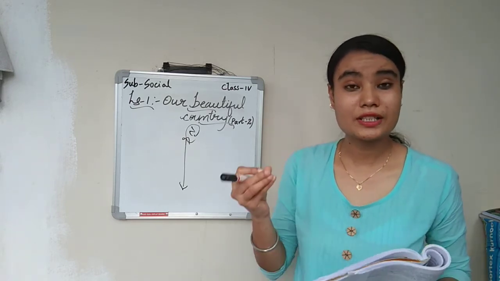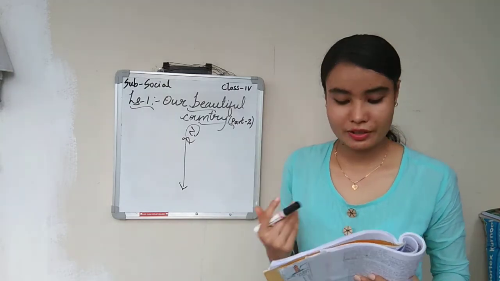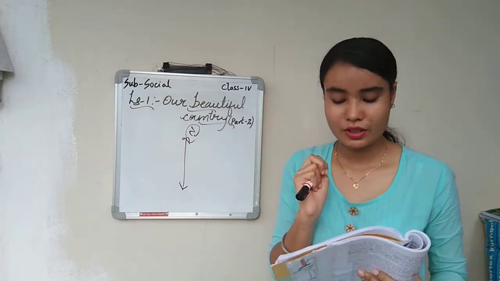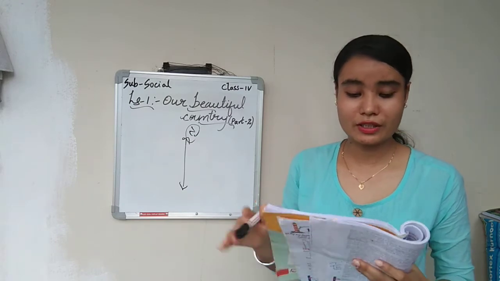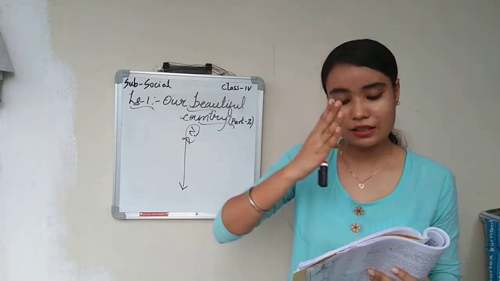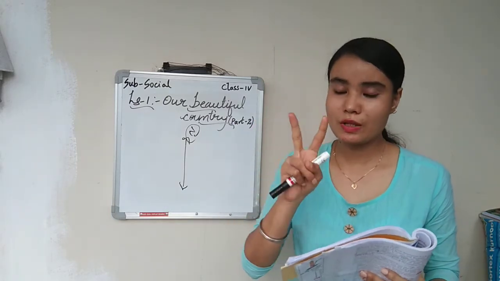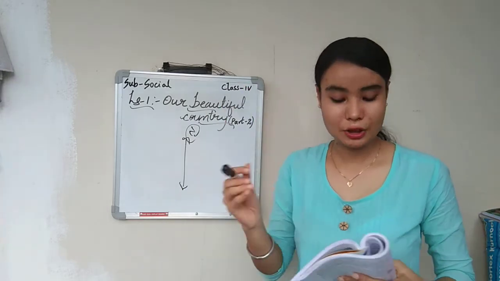So what is island? Island is nothing but a piece of land which is surrounded by water. So we have two islands. On both the sides we have islands, on either side of the Indian peninsula. The Lakshadweep Islands are in the Arabian Sea, and the other one is the Andaman and Nicobar Islands in the Bay of Bengal. So two islands we are having, the Lakshadweep Islands and Andaman and Nicobar Islands.